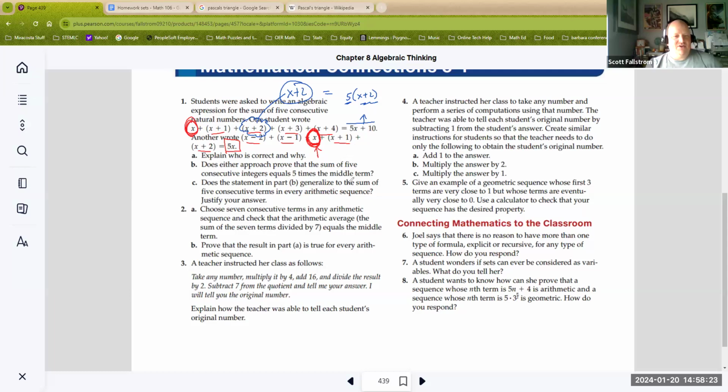Does the statement in part B generalize to the sum of 5 consecutive terms in every arithmetic sequence? So now you have to determine whether this works for every arithmetic sequence or just the ones we're referring to here. Choose 7 consecutive terms of any arithmetic sequence. Check the arithmetic average. That's adding all the terms up, dividing by 7. Does that equal the middle term? Prove it. Now in part B, you actually have to go through and prove it.